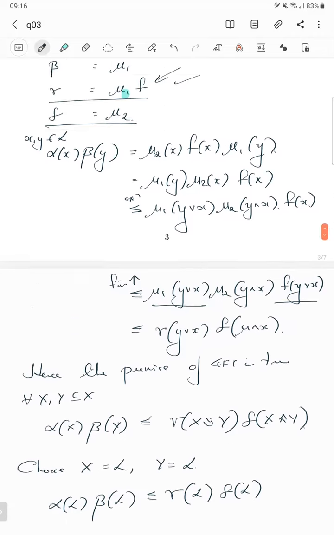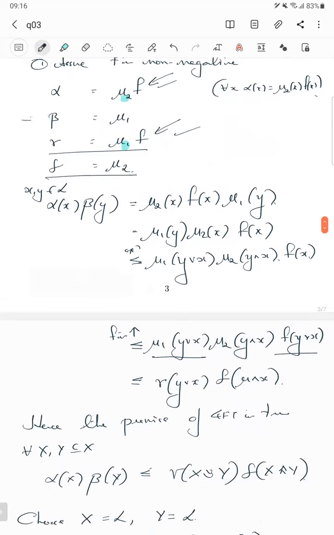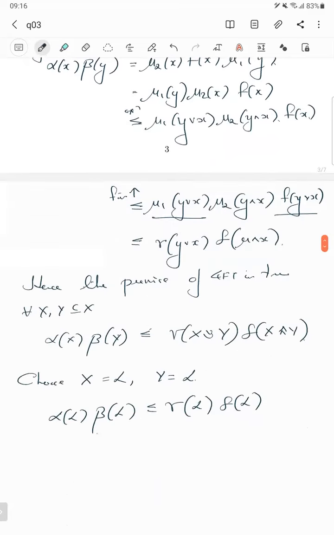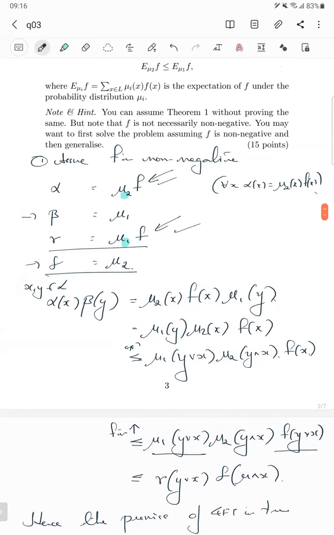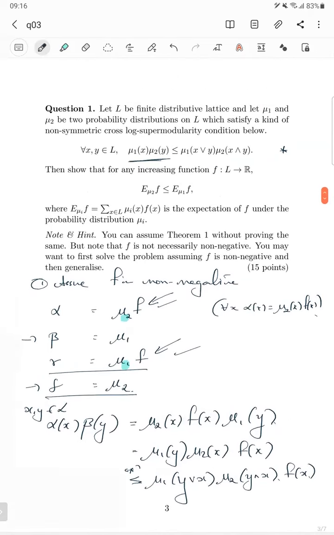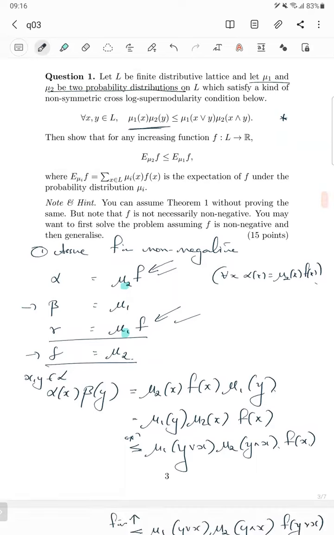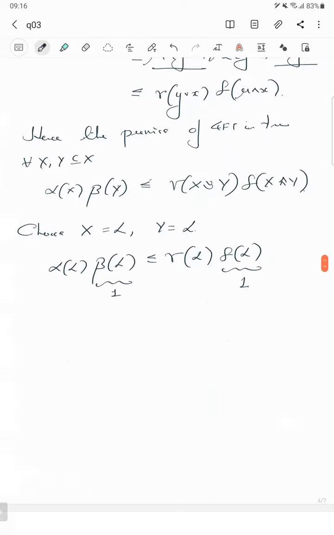Now, if you look at Sneha's definition of beta and delta, it is easy to see that this is 1 and this is 1, because those are probability functions. Beta is equal to mu1, delta is equal to mu2, but mu1 and mu2 are probability functions. Since they are probability distributions, if you add up the probabilities for all the elements in L, that is what this overloaded function notation means. Beta of L means you add up the beta value for all the elements in L. That would be 1. So you will get alpha L less than or equal to gamma L.